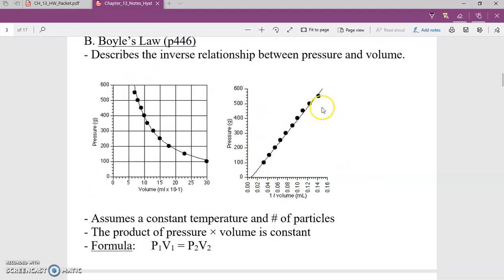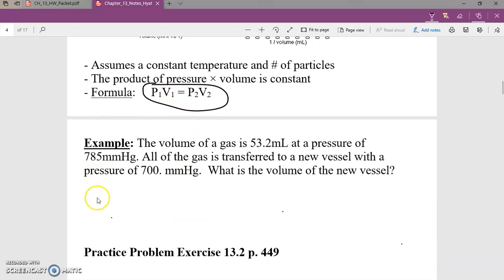We're going to deal with the first one with Boyle's Law, which is that inverse relationship we see down here. Right here. Now we're going to translate this equation, because we're working with this example of 53.2 milliliters at a pressure of 785 millimeters mercury. If all the gas is transferred to a new vessel with a pressure of 700 millimeters mercury, what is the new volume of the vessel?